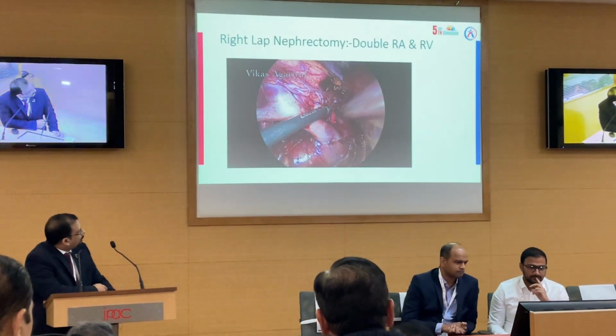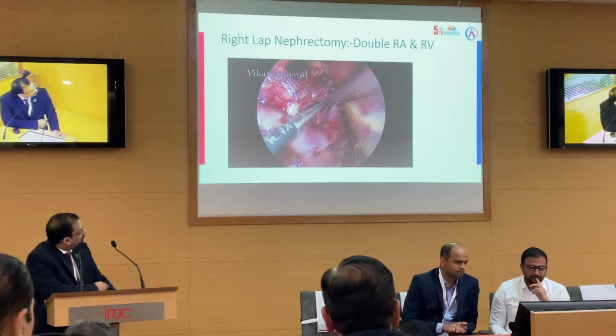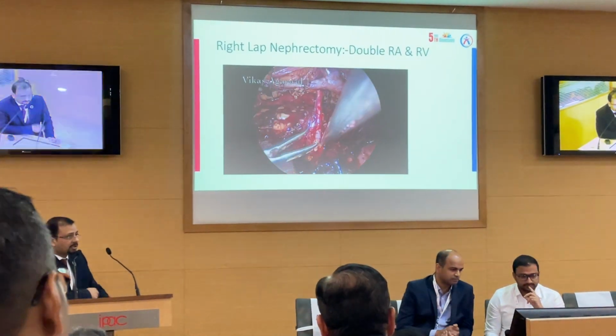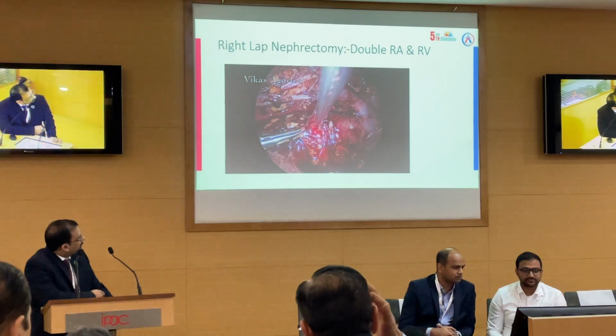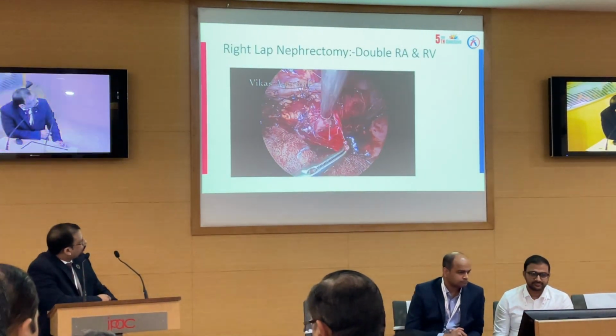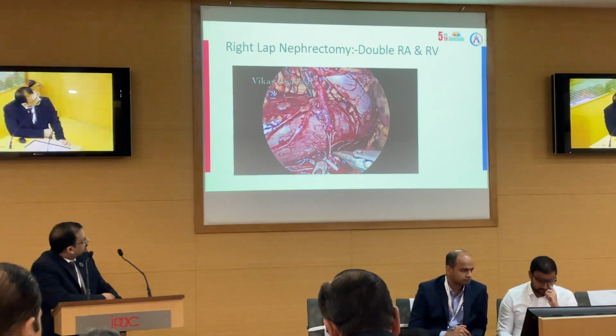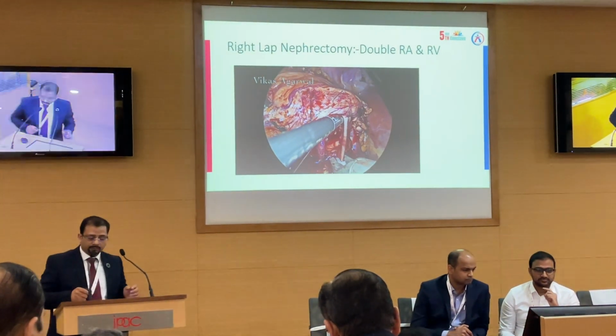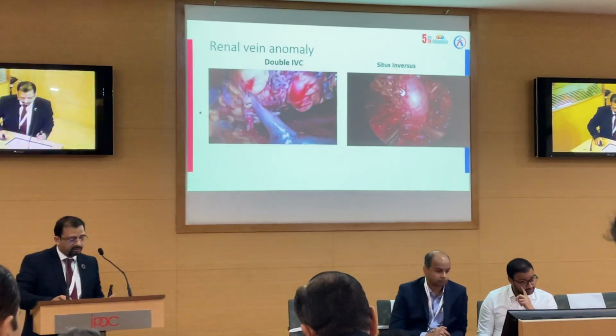There are different anomalies like double renal vein, and normally on the right side we get the renal artery which is retrocaval, but sometimes pre-caval. So this is a pre-caval renal artery at the lower pole, so you have to dissect it, and it is a double renal artery, double renal vein, and finally you can get it with this clip and you can manage it.